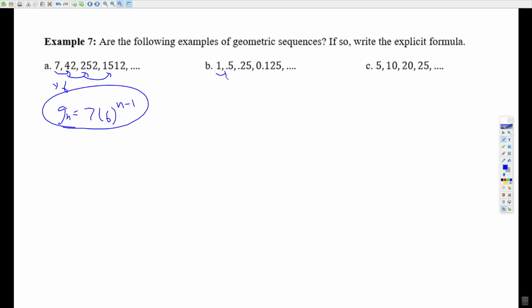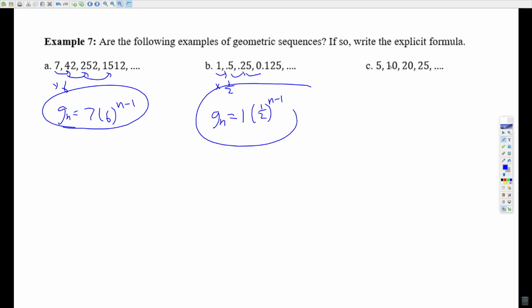For the next one, if we check these out, how we go from 1 to 0.5, well, 0.5 divided by 1 is just 0.5. So basically what we're doing is multiplying by half or dividing by 2. So if that happens, we have to actually write this as 1/2. So we have g sub n equals the first term, which is 1, times 1/2 to the n minus 1. And it should work for every single one of these.